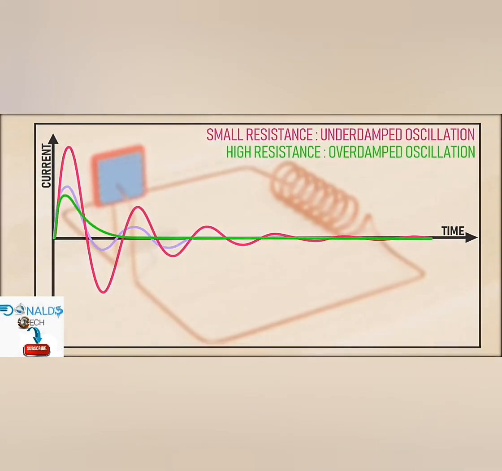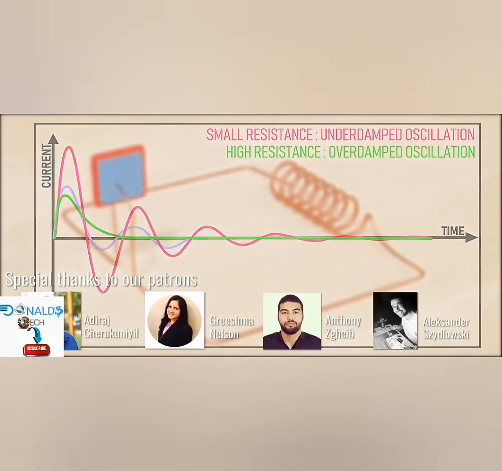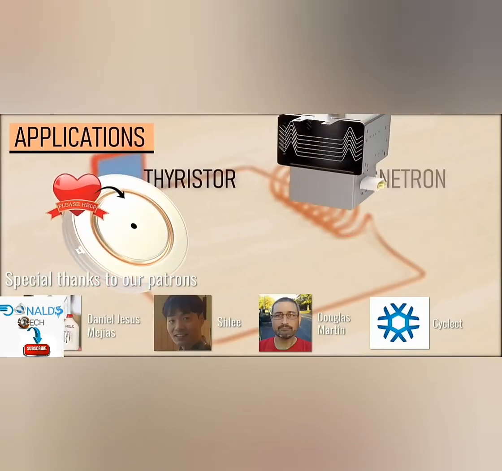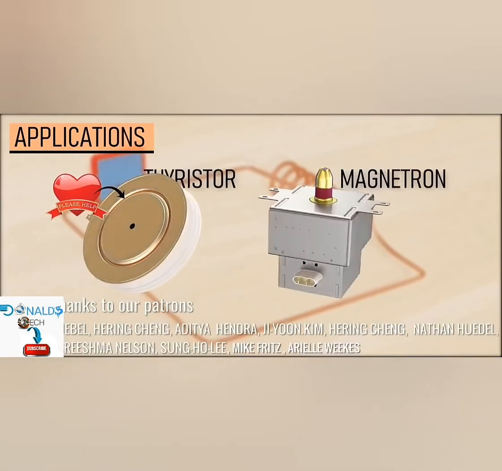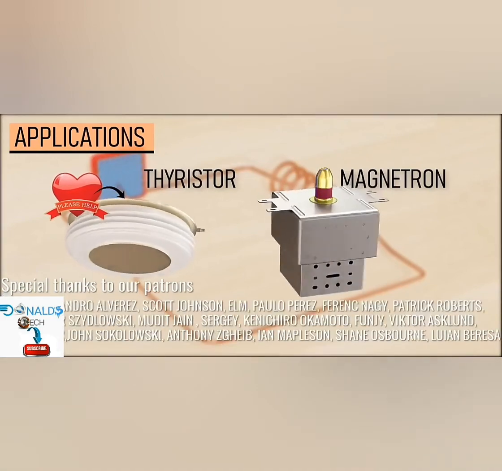Underdamped LC circuits have many applications in industry, namely thyristors, magnetrons, etc. In communication systems, they are an integral part of frequency filters.